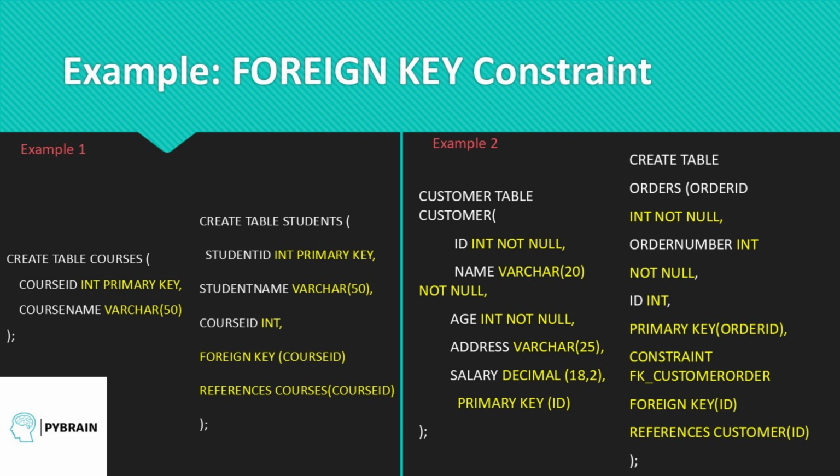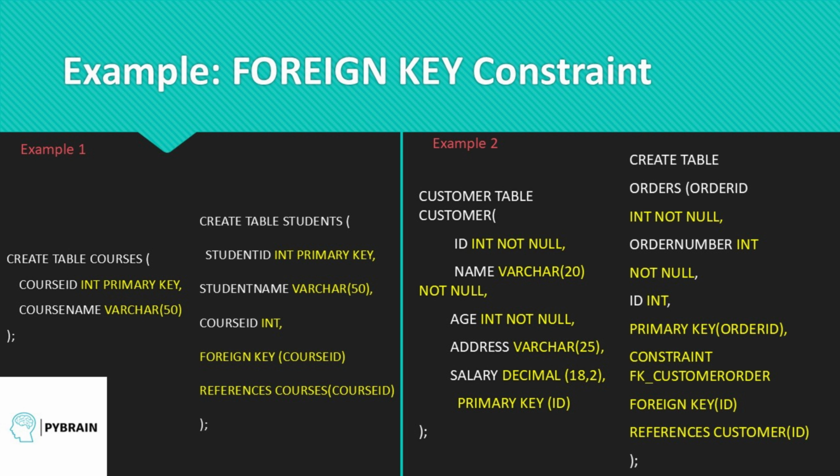Let's break this down with an example. Here's a simple relationship between courses and students. In this setup, students.courseID is the foreign key that references courses.courseID. This establishes a relationship between the two tables, ensuring students are enrolled in valid courses.